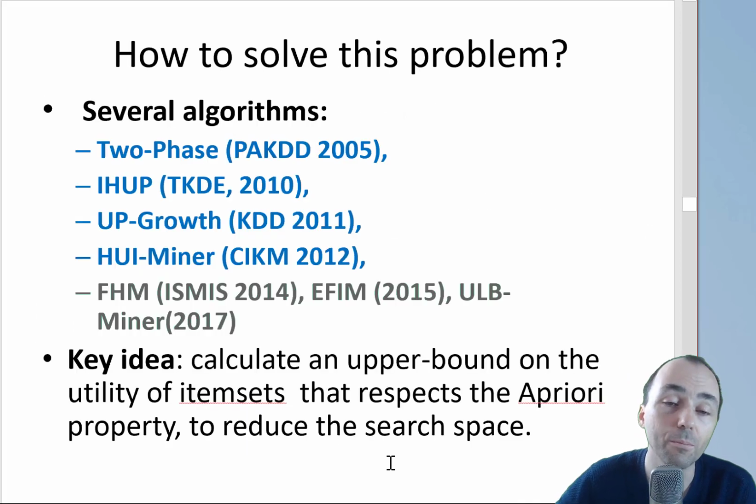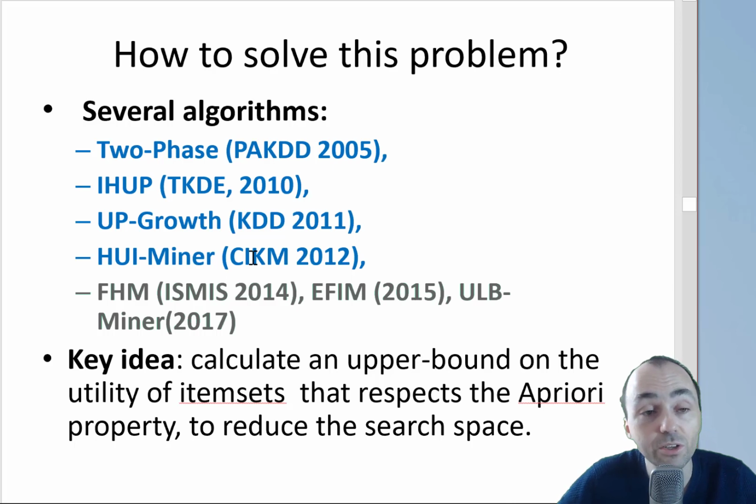So how do we solve the problem? Briefly, there have been many algorithms for this. These are some of my own algorithms here, also in green. The key idea is that the utility doesn't have a good property to reduce the search, but we find some upper bounds on the utility of itemsets that respect the a priori property and help us reduce the search. This is the key idea in these algorithms. Actually, all these algorithms have the same input and output. The only difference is the optimizations, the data structures, and so on.